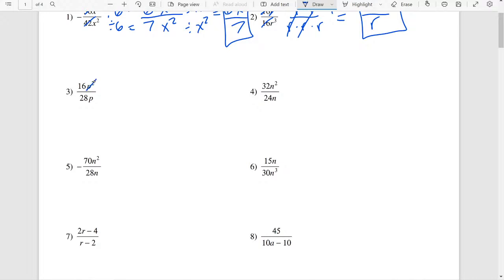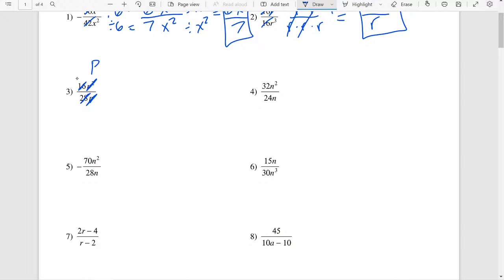So when we cancel these out here, p squared over p, 2 minus 1 is 1. I'd have 1 p left over in the numerator. 16 divided by 28. Well, if you didn't see right off the bat what that might have divided by, the largest number it would divide by, which would be 4, then you would at least know, hopefully, that those both divide by 2 because they both end in 0, 2, 4, 6, or 8.